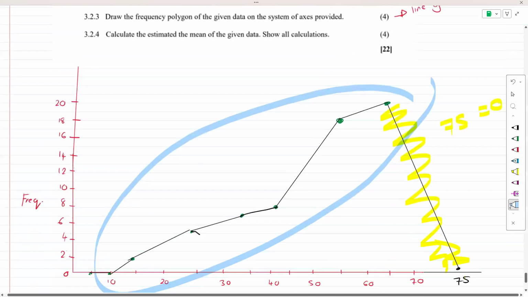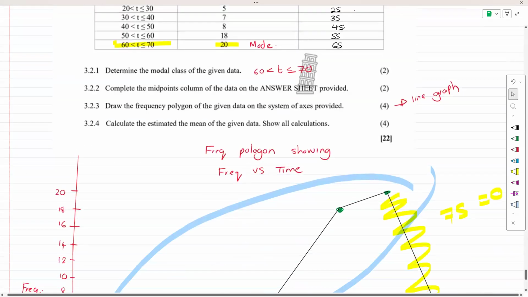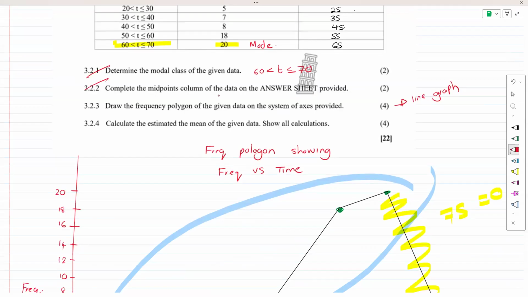There's one thing missing on this graph, and the part that's missing is called the title. So you can say frequency polygon showing, and then you can say frequency versus time. Or you could say graph showing frequency versus time. Anything that you want to say, but it does work. So this one was done.